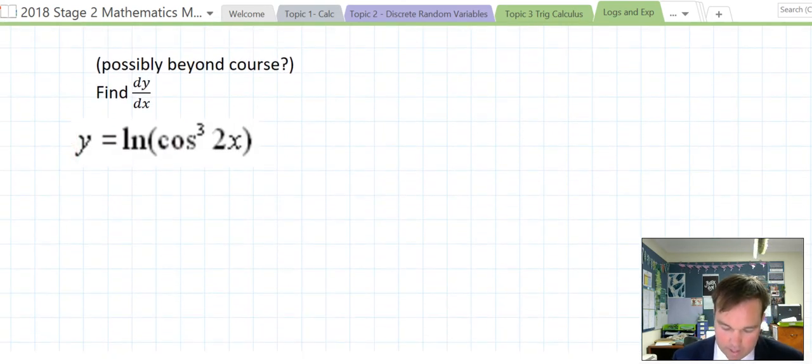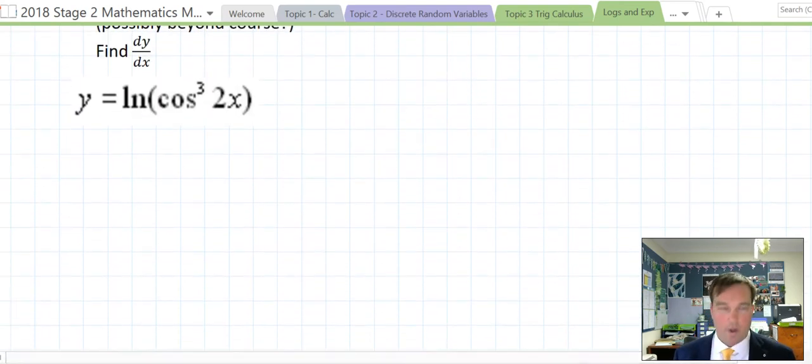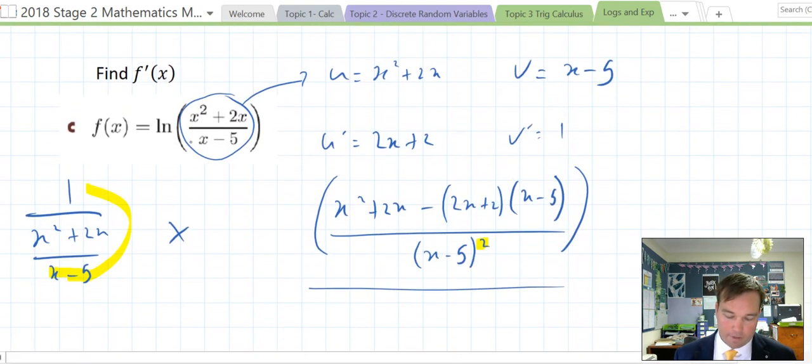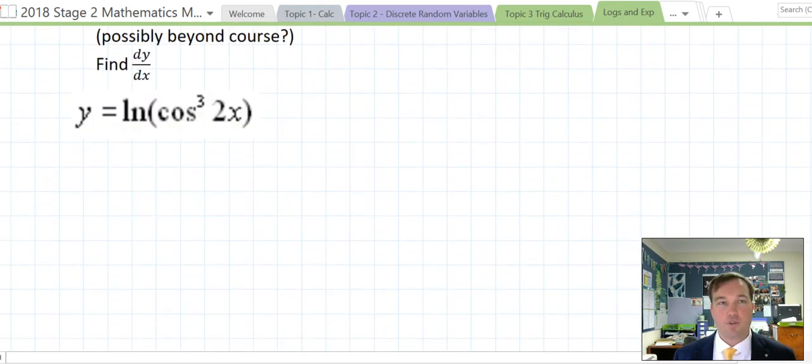Alright. This here is possibly beyond the course because it uses the chain rule twice. So up here, there was just one inner function, which we could use the chain rule on to find the derivative of the inner. Here, effectively there's two inner functions, but because we've taught you the chain rule, I would expect you to apply it multiple times, and this is where the harder level questions get from.